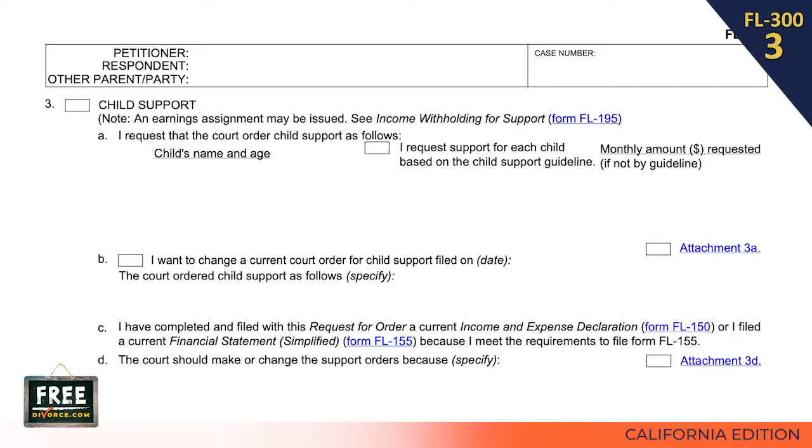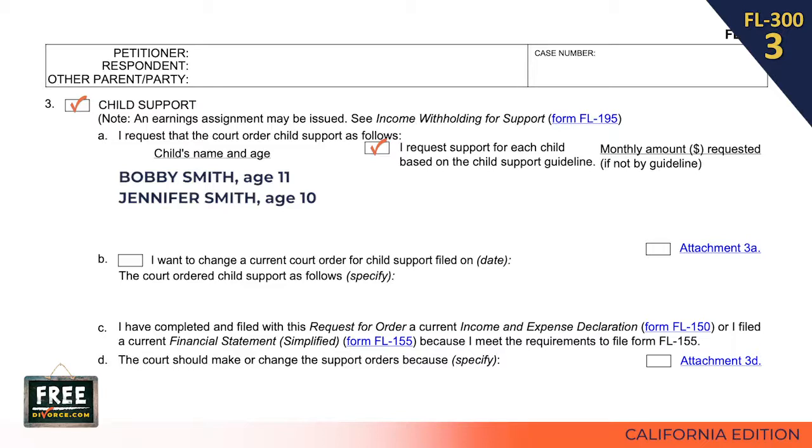What do I do on page 3? If you want a temporary child support order, check box number 3 on the FL-300 form. Enter the names and ages of the children. Check the box that requests support for each child based on the child support guideline. Do not enter a monthly amount. As previously discussed in the Getting Educated videos, guideline child support is the amount the court is required to order based on a statutory formula.